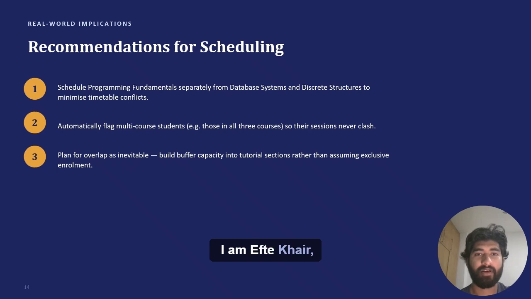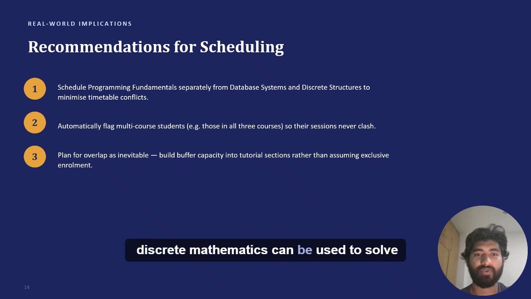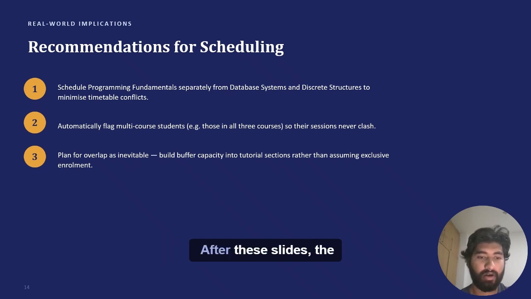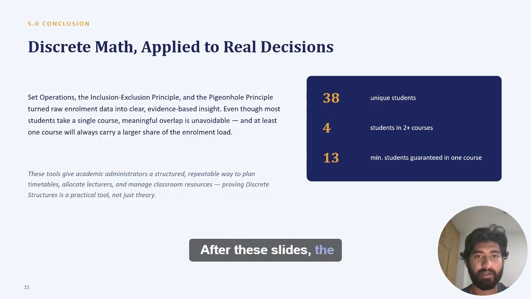Hi, I am Iftikhar. Today I explain the conclusion part of this project. This project showed that discrete mathematics can be used to solve real university problems. By using different mathematical methods, we analyzed student enrollment data and found useful information for planning classes and schedules. After this slide, the next slide is reflections.